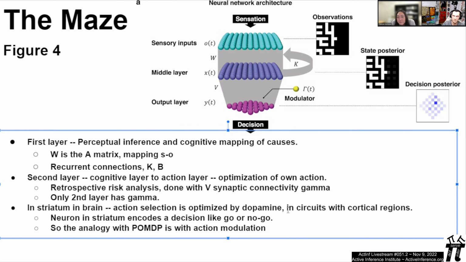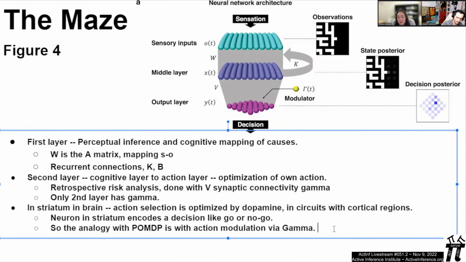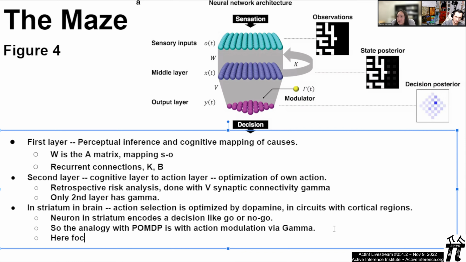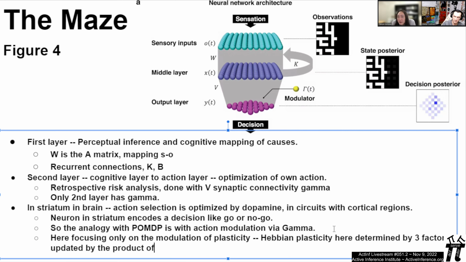That factor corresponds to gamma. Gamma has a variety of functions, but in this paper we focus only on the modulation of plasticity. So here the Hebbian plasticity is not determined only by a pre-post relationship, but by a three-factor relationship, in the sense that the plasticity is updated by the product of gamma and the pre and post synaptic activity. So there are three terms in one plasticity rule. This is why gamma can modulate plasticity.